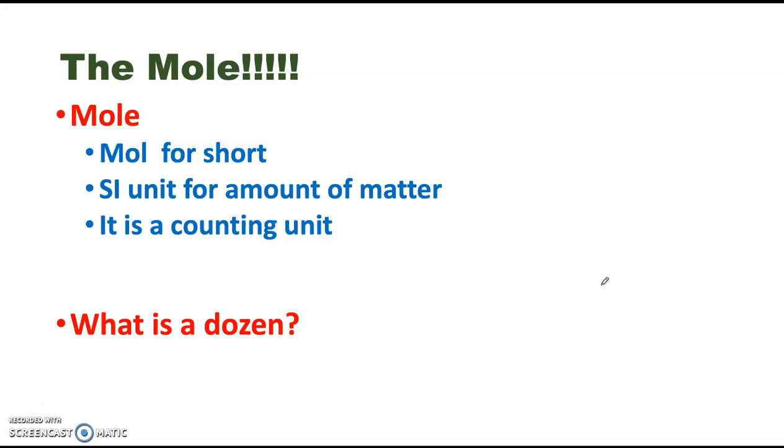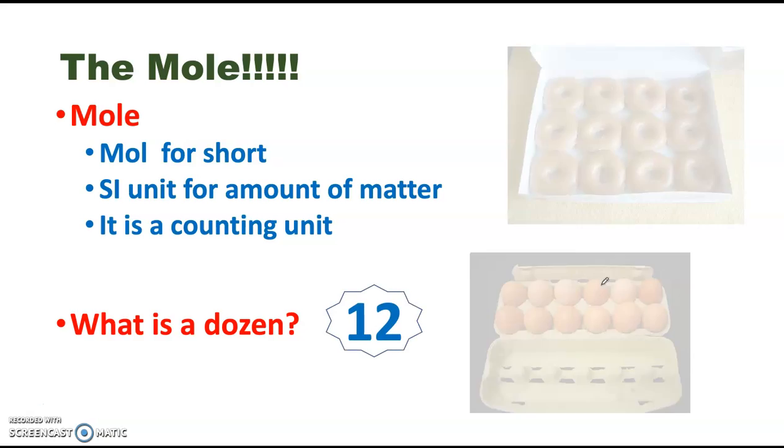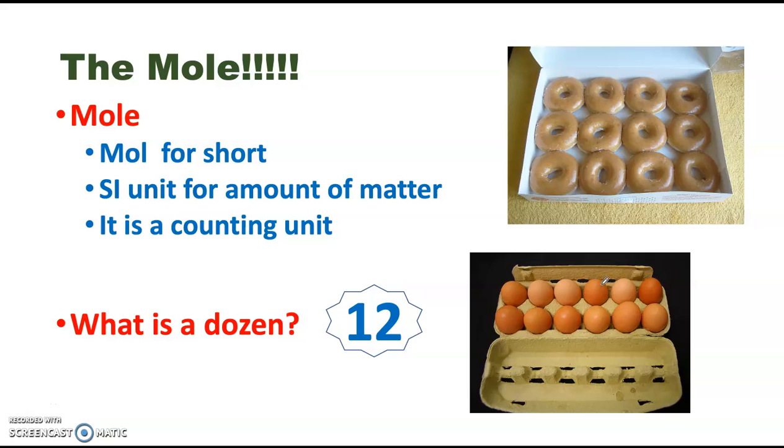So my first question is, what is a dozen? What comes to mind when I say a dozen? My guess is that you think of the number 12. And you probably start thinking of things like 12 donuts, 12 eggs, things that are counted by the dozen.